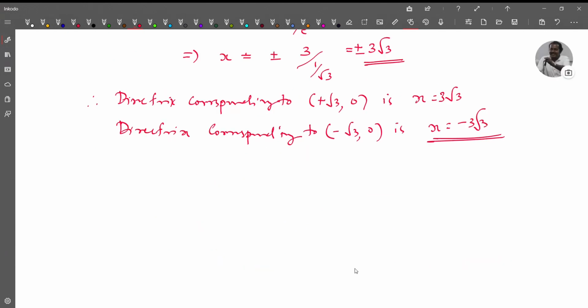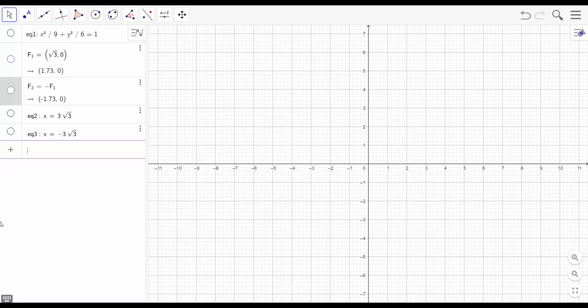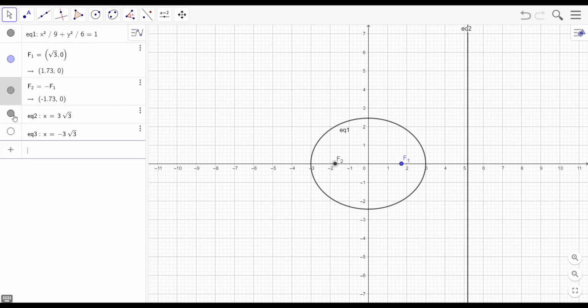We can plot all these things in GeoGebra. So we have the given equation x square by 9 plus y square by 6 equal to 1. So that is this ellipse. And focus 1 is (root 3, 0) and focus 2 is (minus root 3, 0). And directrix 1 is x equal to 3 root 3. So that is this directrix. And directrix 2 is x equal to minus 3 root 3.